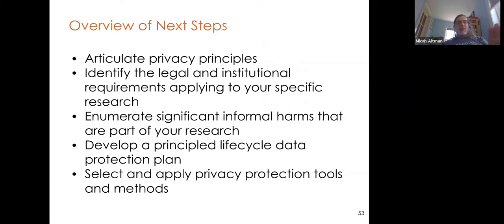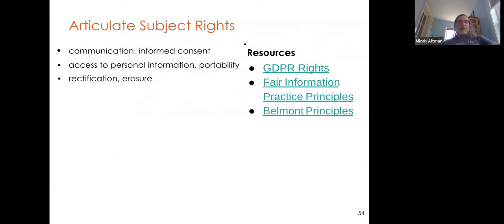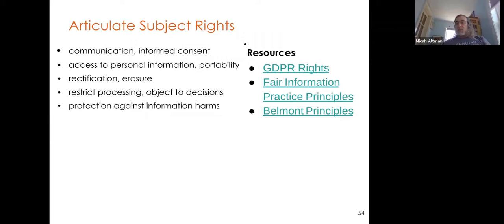But very quickly, just some next steps are to articulate privacy principles, identify the legal and institutional requirements, enumerate informational harms that are part of your research, develop a principled lifecycle data protection plan, and select and apply privacy protection tools. And really, this set of slides is a set of links for useful resources to get you to the next step. So articulating the subject rights, there are resources for that, but data protection is to protect subjects. You should consider and articulate in your project who you're protecting and from what.